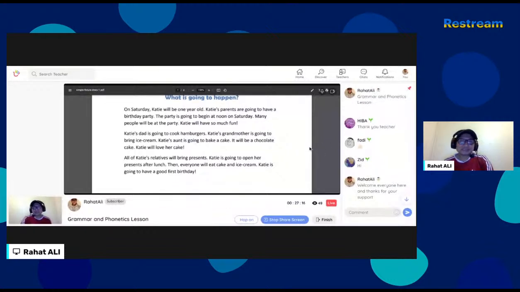Okay, so that's the second paragraph. I have just explained how these words should be pronounced. Third paragraph. All of Katie's relatives will bring presents. That is the amazing part. What does present mean? Gift here. But remember that present could be used as a verb.